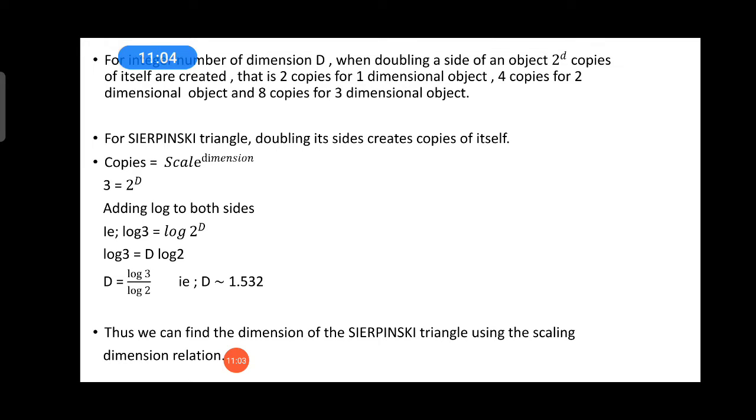Adding logarithm to both sides, we get log 3 is equal to log 2^d. Log 3 is equal to d log 2. So we can find the value of d, which is equal to log 3 / log 2. That is, d is approximately equal to 1.585. Thus, we can find the dimension of the Sierpinski triangle using the scaling dimension relation.